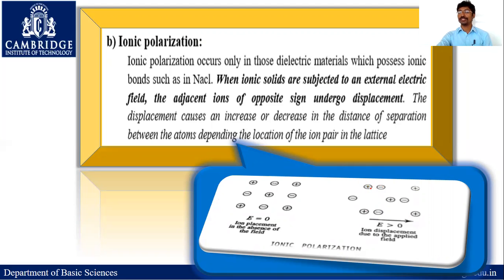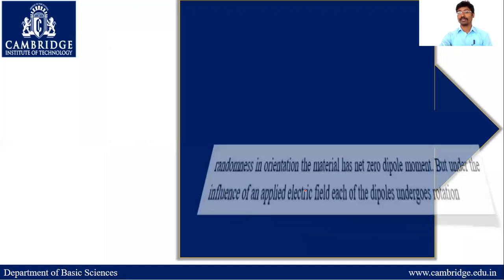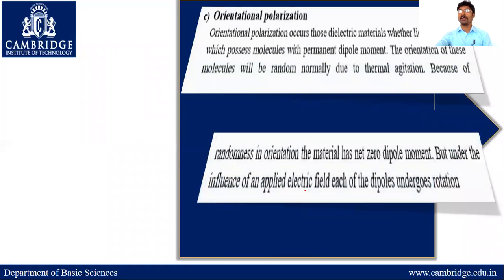See here, the positive ion will be in the same position. The negative ion can be displaced from this position to come near the positive ion. This is shifting, displacement taking place. In another line, the positive ion is shifted to the right side. Like that, the displacement of the ion takes place in the presence of external electric field. Now we will discuss the third one, orientational polarization.